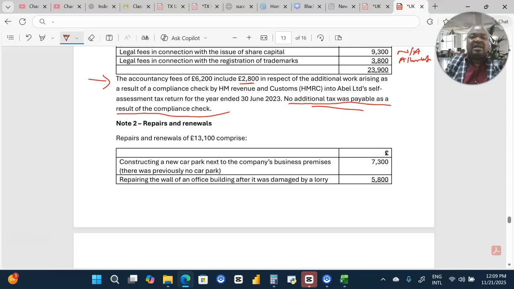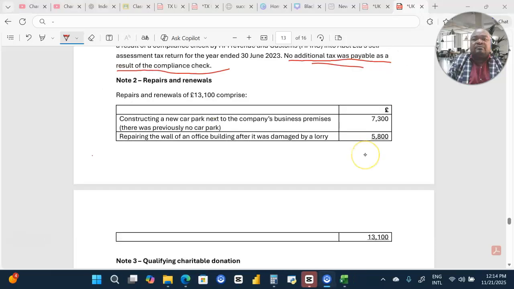Repairs and renewals. Repairs and renewals of 13,100 comprise construction of a new car park next to the campus business premises. There was previously no car park. Construction of car park. What comes into your mind? Constructing a new car park next to the campus business premises. There was previously no car park. So this one sounds to me like this is what is called an improvement.